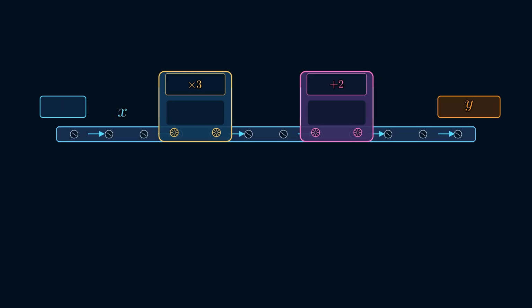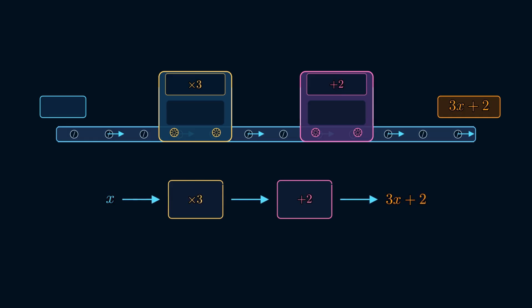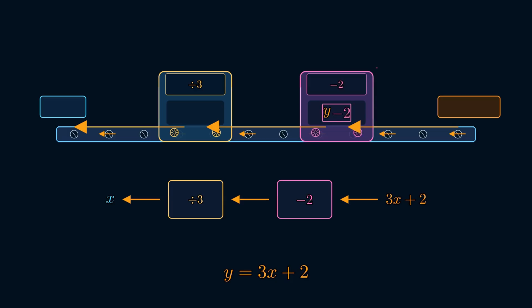Start with X. Multiplying by 3 gives 3x. Adding 2 gives 3x plus 2. So the output is y. Y equals 3x plus 2. Now reverse that relationship. Start with y. Undo add 2 by subtracting 2. That gives y minus 2. Undo multiply by 3 by dividing by 3. So x equals (y minus 2) all over 3.